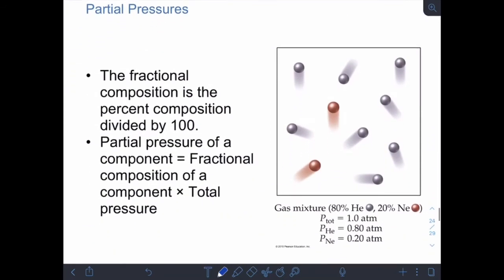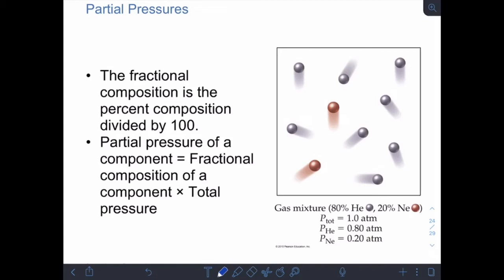So, partial pressures. Partial pressures are related to mixtures of gases. Each individual gas has its own pressure within the container, and the partial pressure of a component equals the fractional component times the total pressure. I'm going to get into that in just a little bit, towards the end of this lecture. I'm going to come back to this.